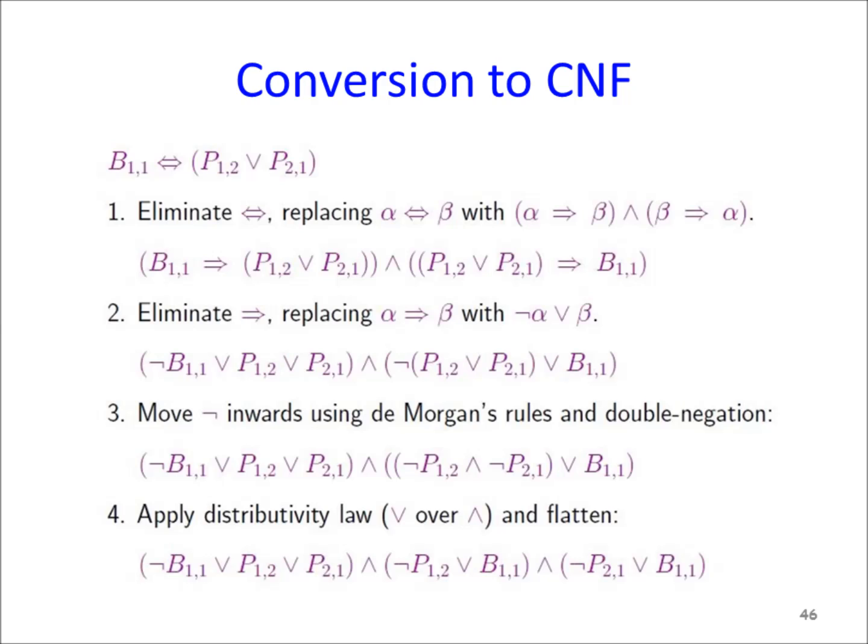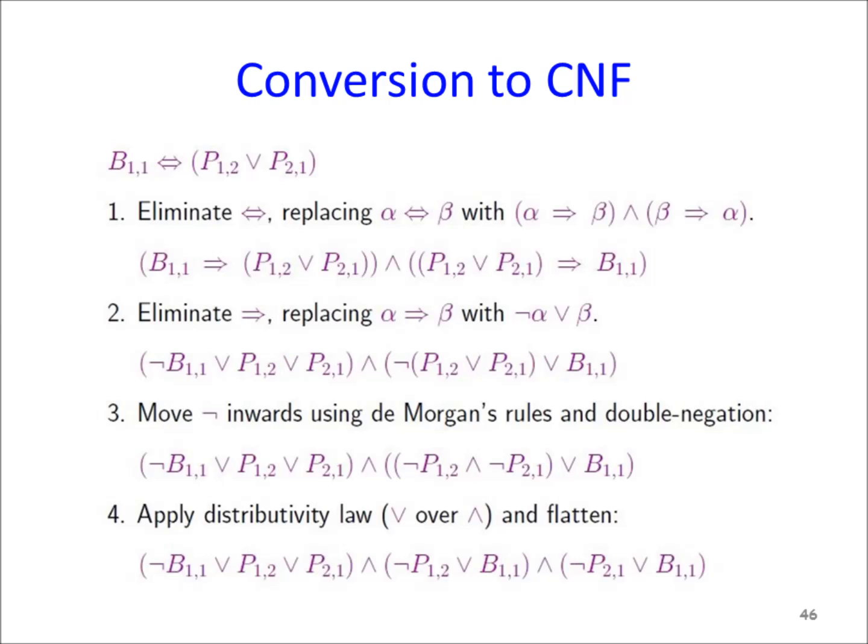So first of all, I will eliminate the double implication. So A doubly implies B means A implies B and B implies A. So in this case, we will say this one implies this, and this one implies this. Next, we will remove any implication, with P implies Q equal to not P or Q. So we will say not of this or this, and not of this bigger parenthetical term or this.